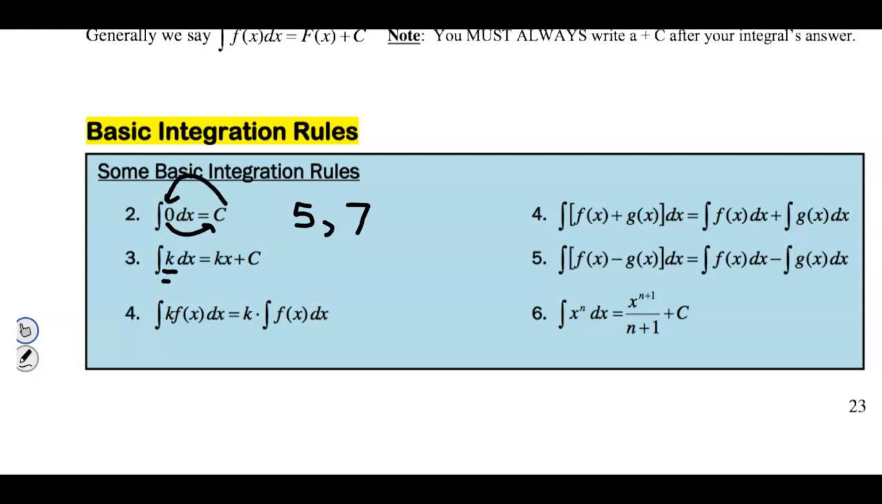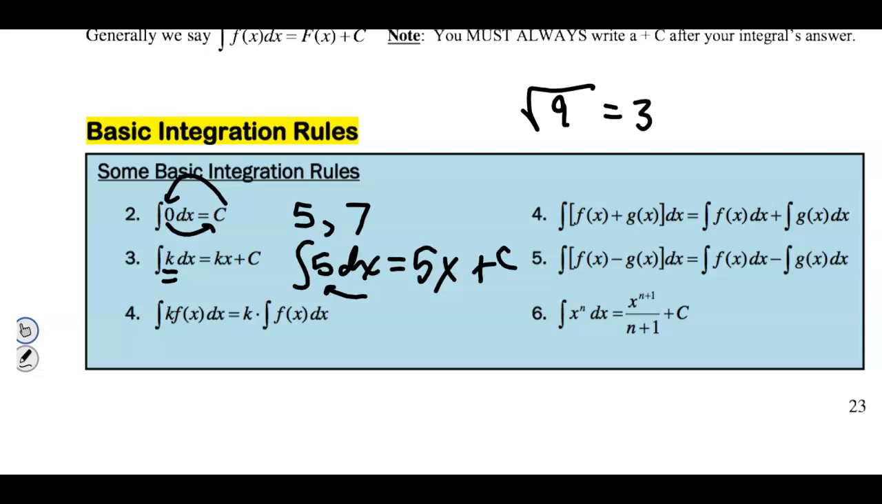So if I were to say we've got this other constant, like the antiderivative of 5 dx, I'm saying the derivative of what is 5. And what would you tell me? Well, 5x, right? Plus 8 or 9 or 10 or 11 or minus 44. Correct? So this would be a plus C. It's kind of like going like this. The square root of 9 is equal to 3. Why? Because 3 squared is 9. You might call it the anti-square root instead of the antiderivative.